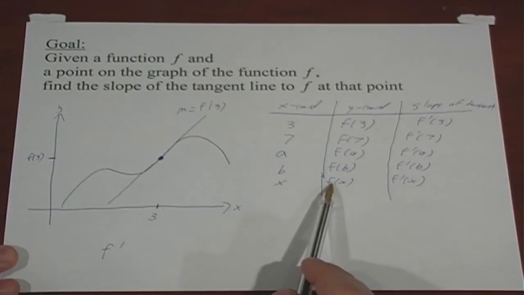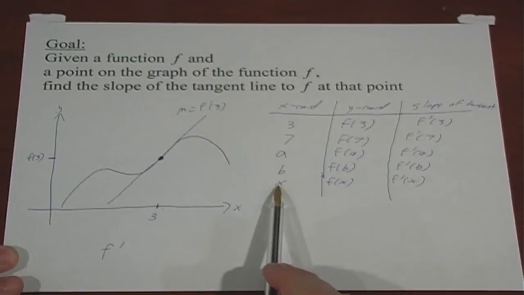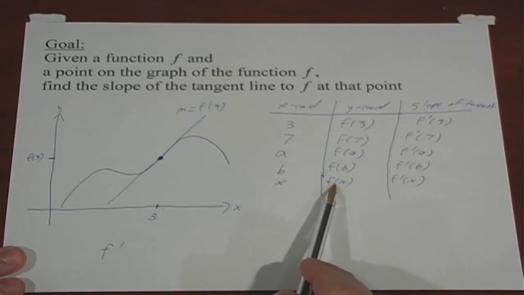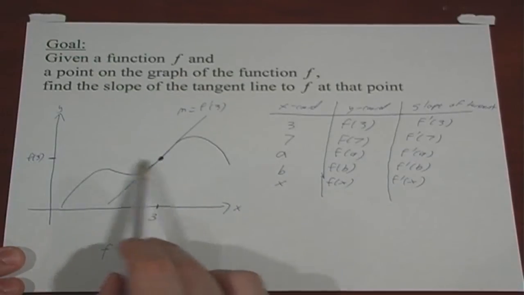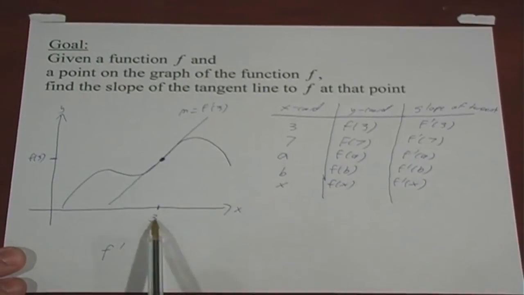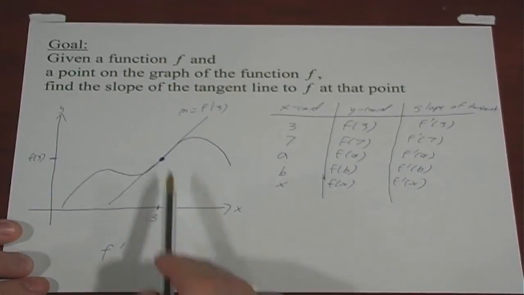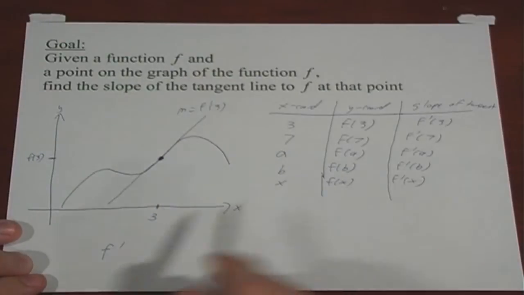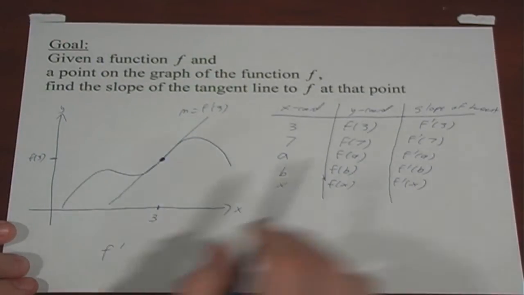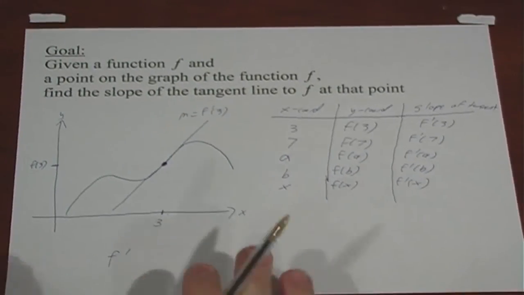F gives you what kind of things? Y coordinates. If you plug in an x coordinate, f will give you a y coordinate. But if you want to know the slope, to find the slope, you don't have to tell me the x and y coordinates to let me know what point you're talking about. Just tell me the x coordinate. You tell me x is 3, I know what point you're talking about. What's the slope there? F prime of 3. Plug it into the derivative. Plug it into f prime.